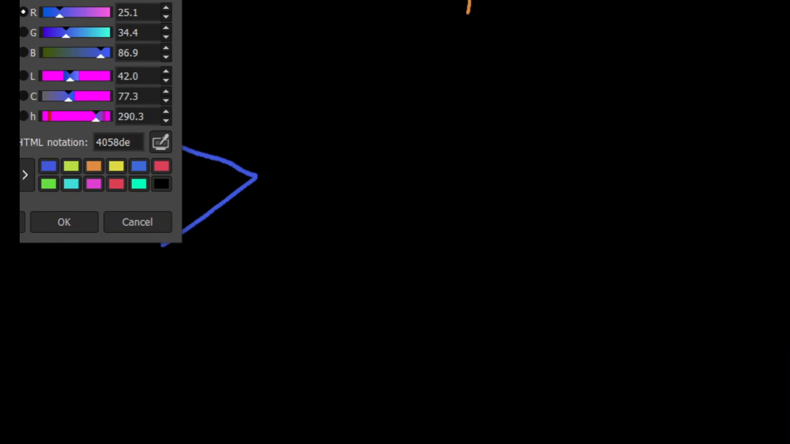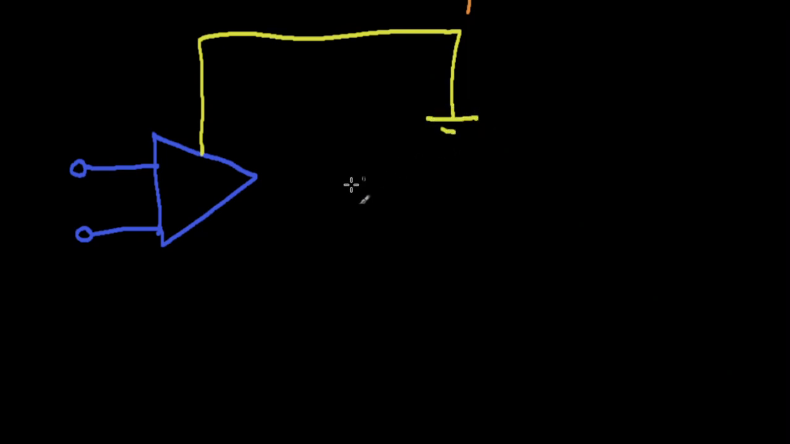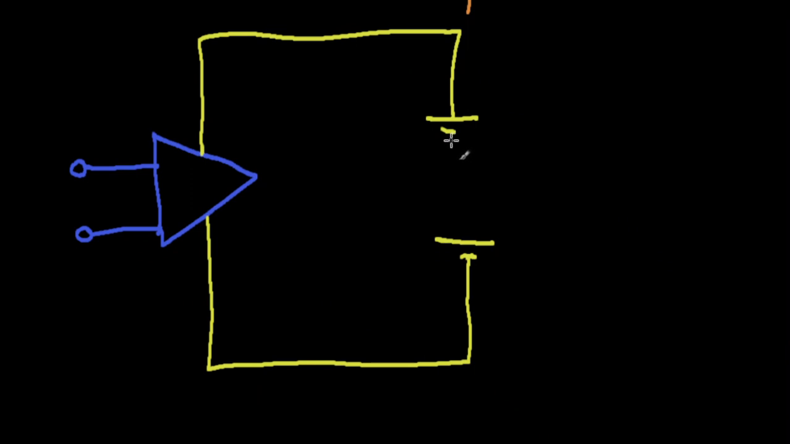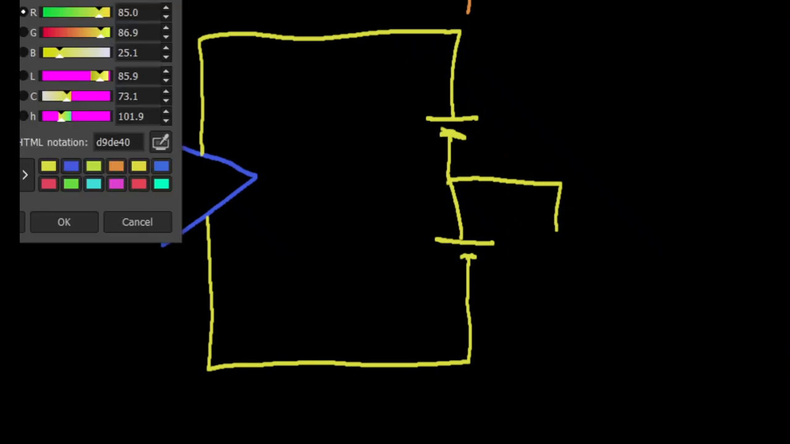Let me do this in a different color. Okay, so you have your two power supplies here. This is one battery, this is another battery, and here you connect them. That didn't look that great. And this is your ground. Your ground is here. Actually, that becomes a bit confusing with the cells.